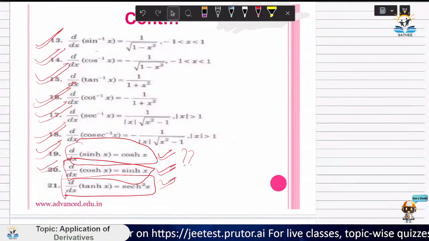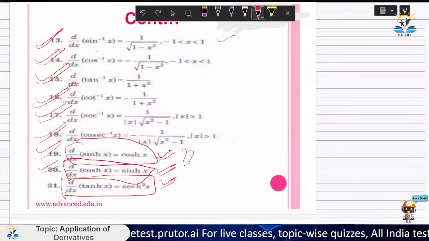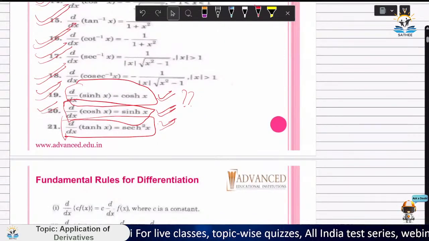Then c is a constant, so it would go out of the differentiation, and we are simply left with d by dx of f(x). Okay, then this formula we have: this is the sum and difference rule.